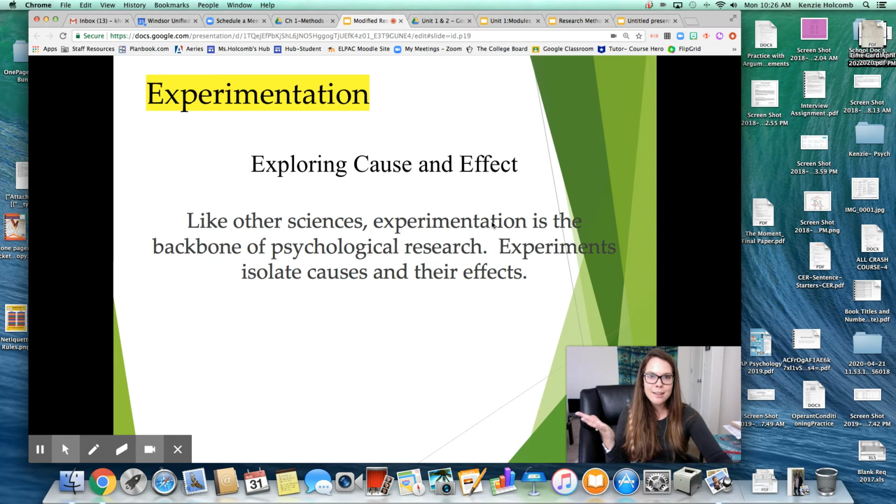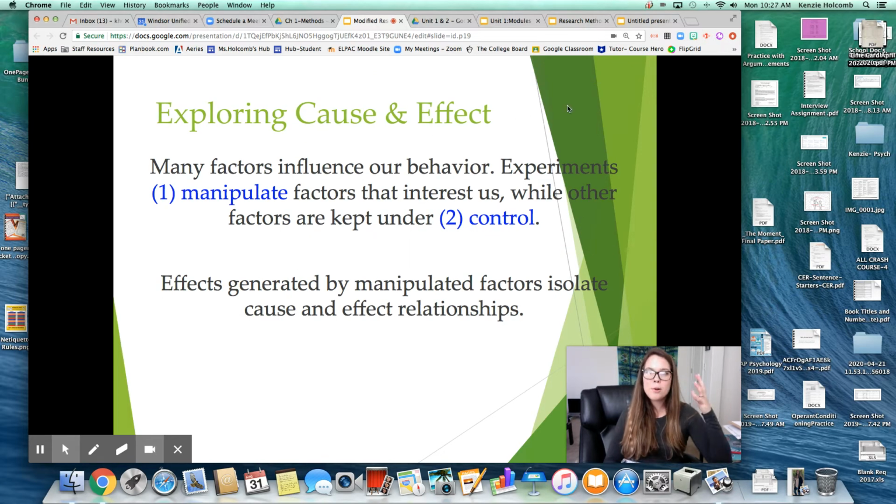Like other sciences, experimentation is the backbone of psychological research. They are used to isolate causes and their effects, right? So point A is directly connected to the outcome of point B, right? So experimentation, here we go. The rest of the slides until I say we switch are about experiments, okay? So buckle in. So, exploring cause and effect.